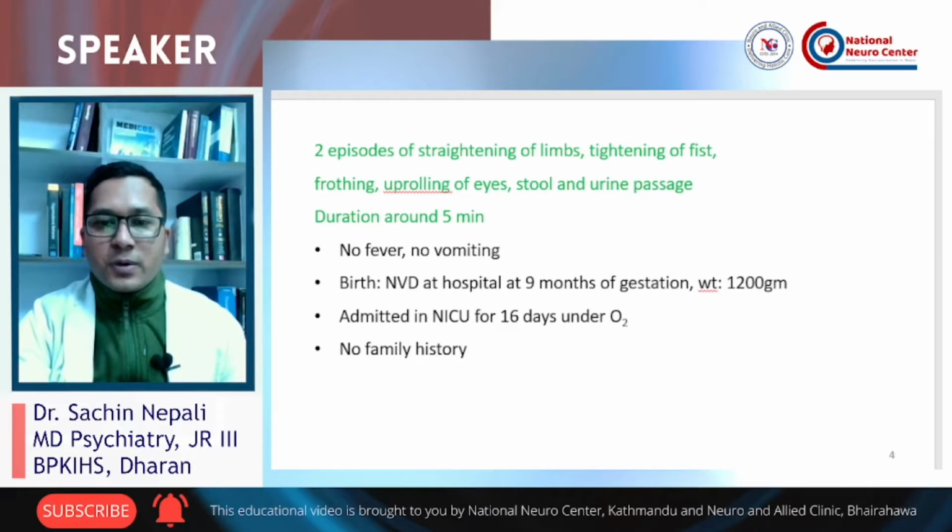No history of fever, no vomiting. Regarding birth history, a normal vaginal delivery at hospital at 9 months of gestation, and her weight was 1200 gram, and she was admitted in NICU for around 16 days, and she was kept under oxygen. There was no family history of such episodes.